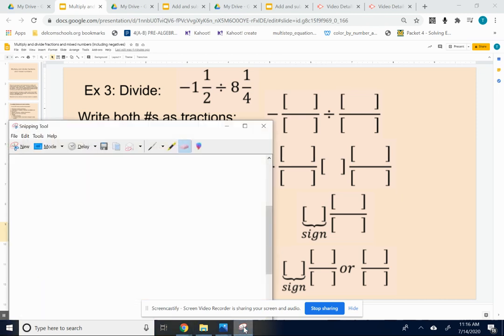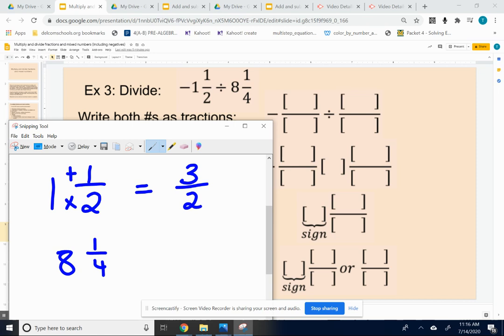For the -1/2, I'm going to ignore the negative. A negative mixed number will equal a negative improper fraction, so I just need to make sure to put a negative in with my answer. So I'm just going to work with 1/2 and 8 1/4. I'm going to multiply, add, drag. For 1/2, I'm going to multiply 2 times 1, which is 2, add 1, which is 3, drag over my 2.